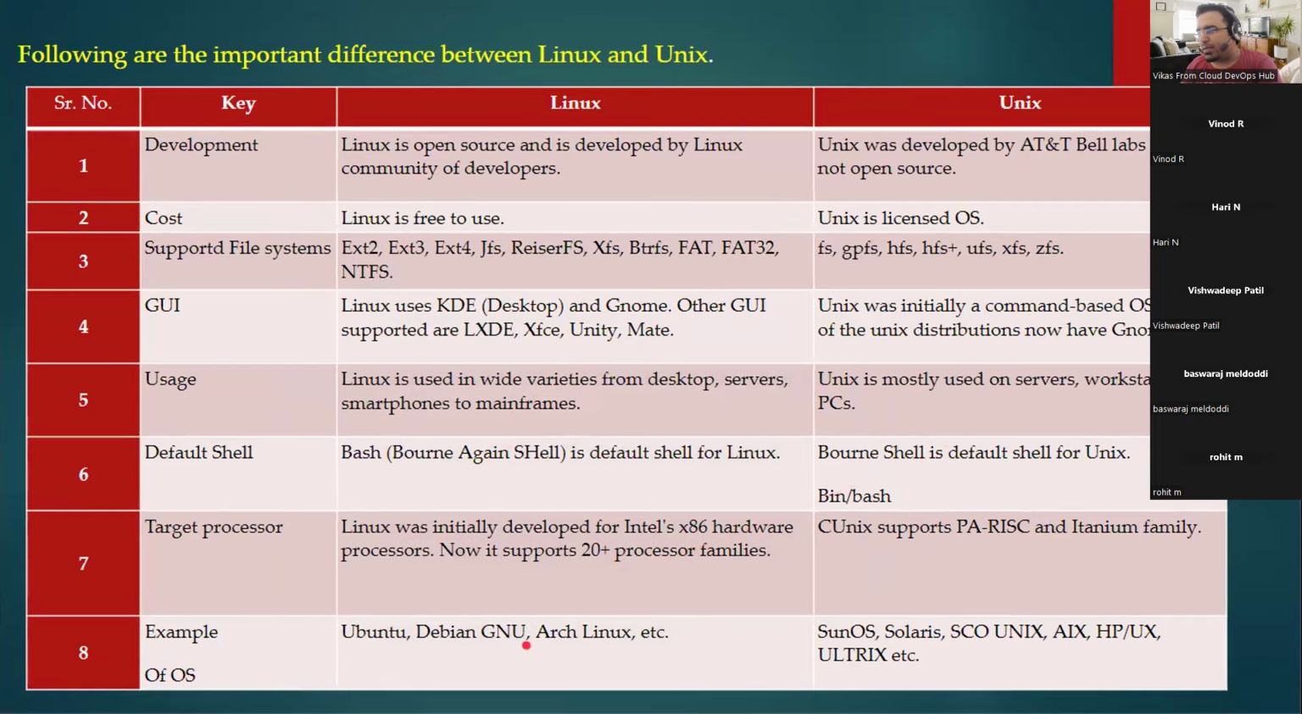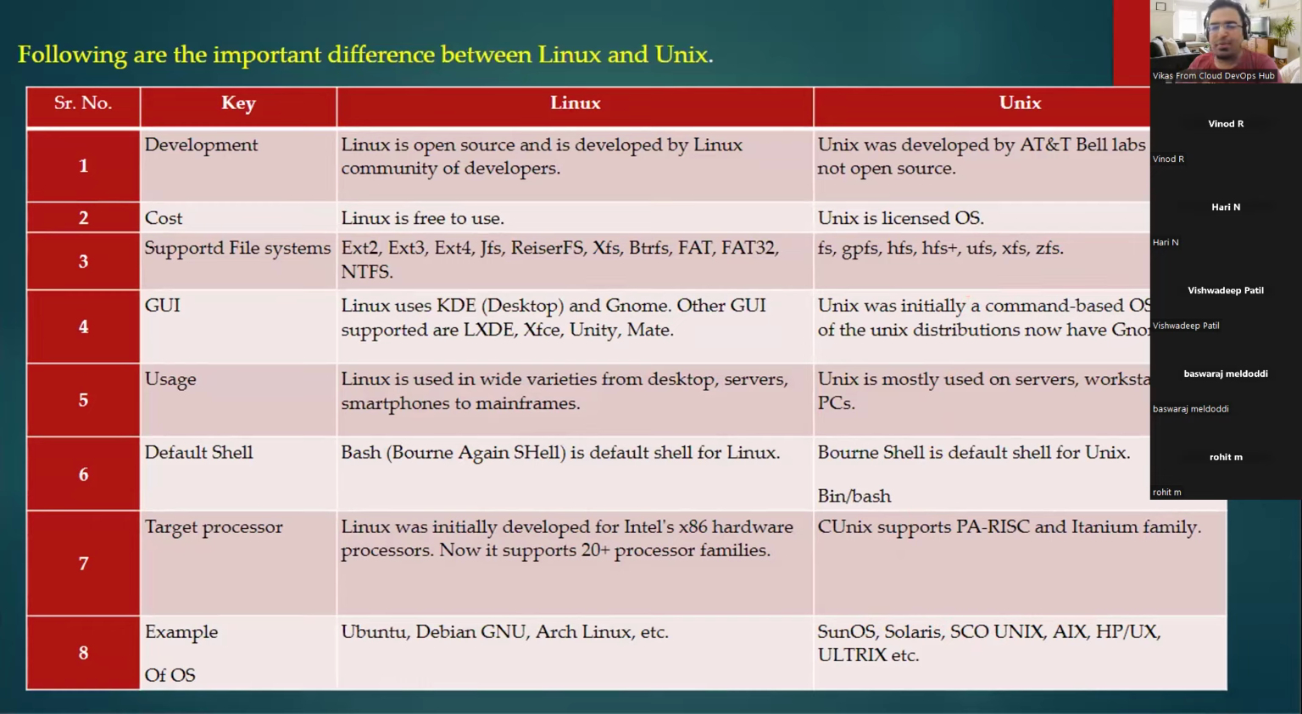Okay. And we also call Linux a Debian family. Some examples of Linux are Ubuntu, Debian, GNU, Arch Linux, etc. In Unix, there is Solaris. Whenever you see Sun Solaris or Sun operating system, or the Unix keyword, AIX, HP, wherever you see a company name like HP, Sun, Solaris, you can understand that it is a part of Unix. Getting my point? Yes.